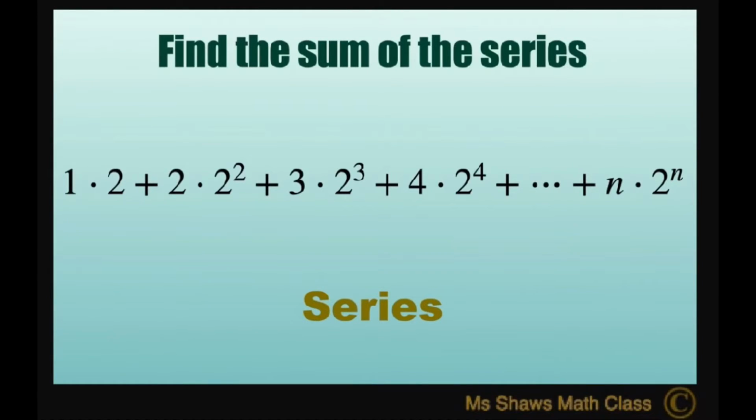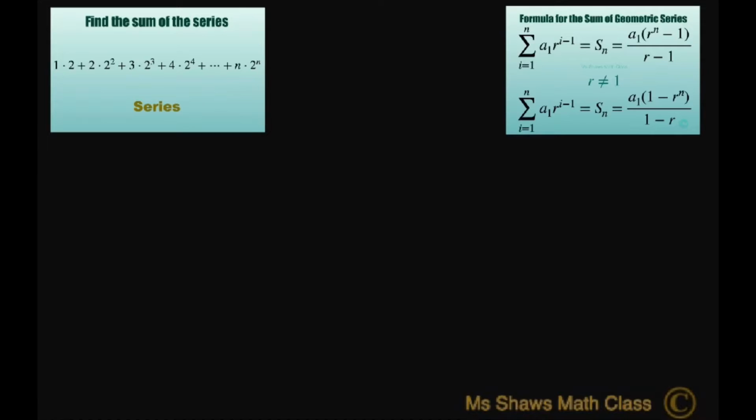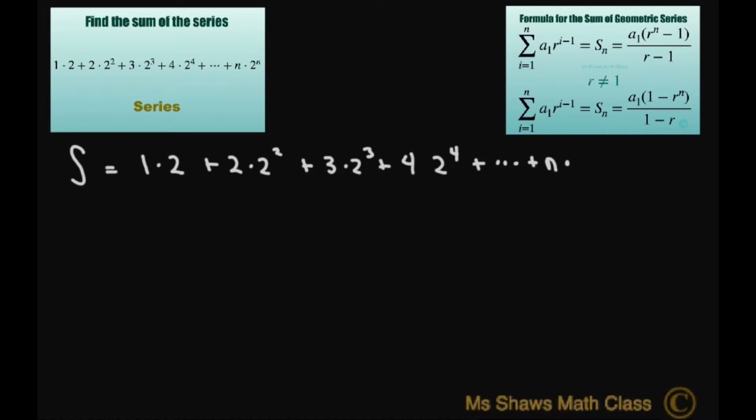We're going to find the sum of the series given here. So I'll let you read that. I'm going to go ahead and rewrite it anyway. I'm going to let our sum, that is our S, equal 1 times 2 plus 2 times 2 squared plus 3 times 2 cubed plus 4 times 2 to the power of 4 plus ... plus n times 2 to the power of n, because these are even numbers.